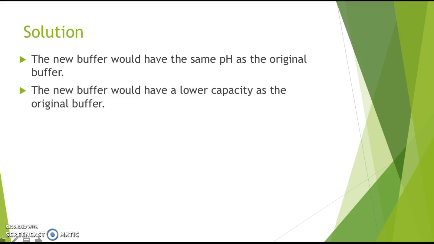This problem refers to the properties of buffers. The new diluted buffer would have the same pH as the original buffer because when a buffer is diluted, the pH does not change. The new diluted buffer would, however, have a lower capacity than the original buffer because when you dilute a buffer, the capacity decreases.